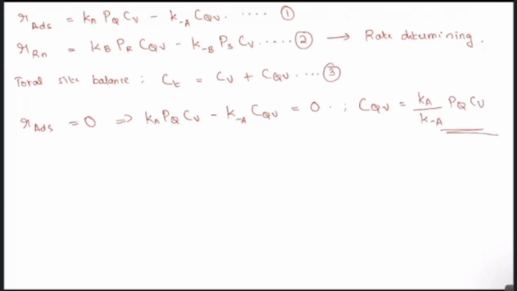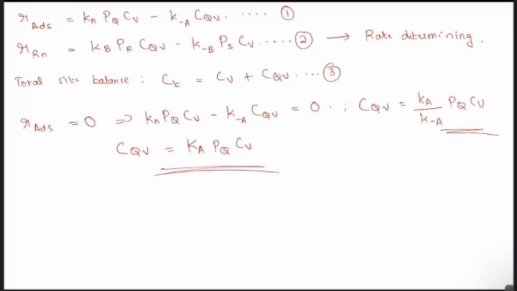Now this Ka by K minus A will give you the equilibrium constant, because Ka is the forward rate constant and K minus A is the backward reaction rate constant. The ratio of the forward to the backward reaction rate constant will give you the equilibrium constant, capital Ka. So CQV can be written as capital Ka PQ into CV.